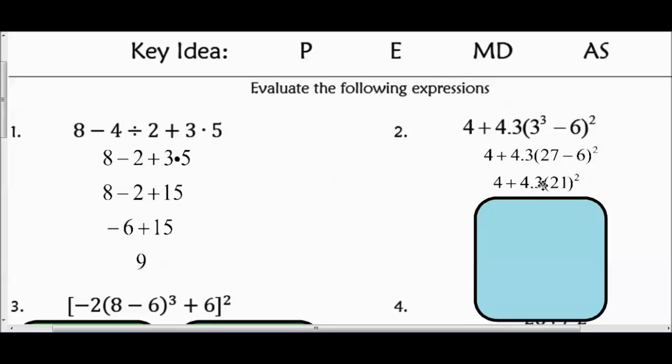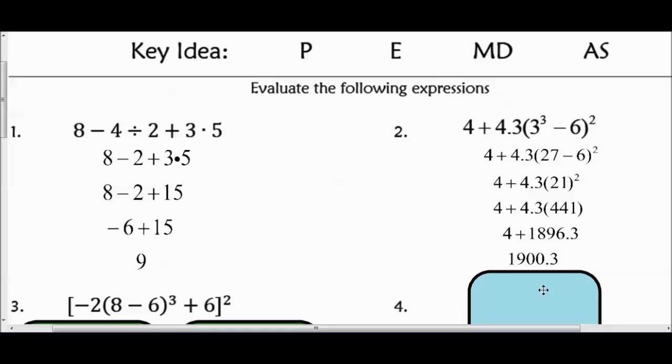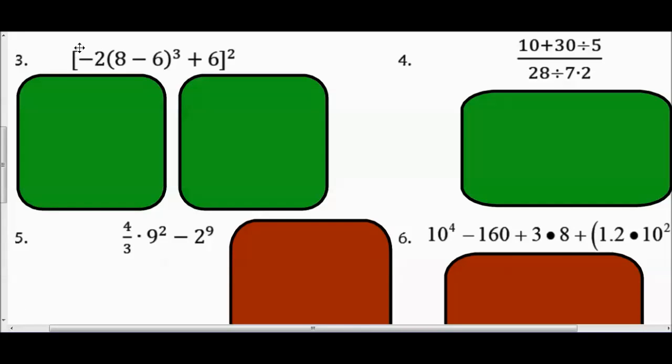So we have multiplication here and an exponent here. We're going to do the exponent first. That comes first in PEMDAS. So that'll give us 441. We still have that multiplication, and we have addition. We need to do this multiplication first. Even though that's out in front, we still have to do this first. 4.3 times 441 is 1,896.3, and we add 4 to that, that's 1,900.3.